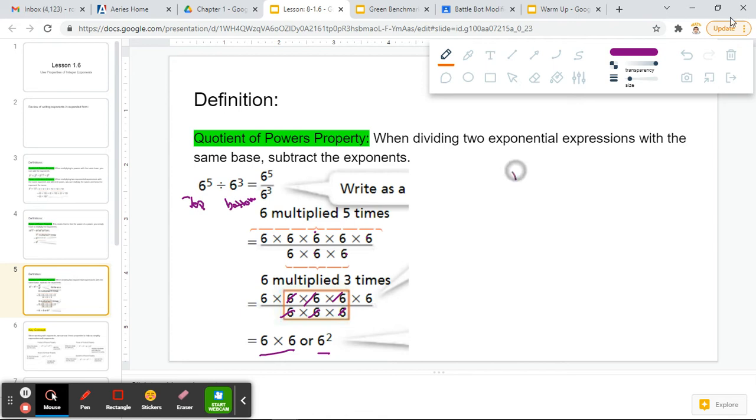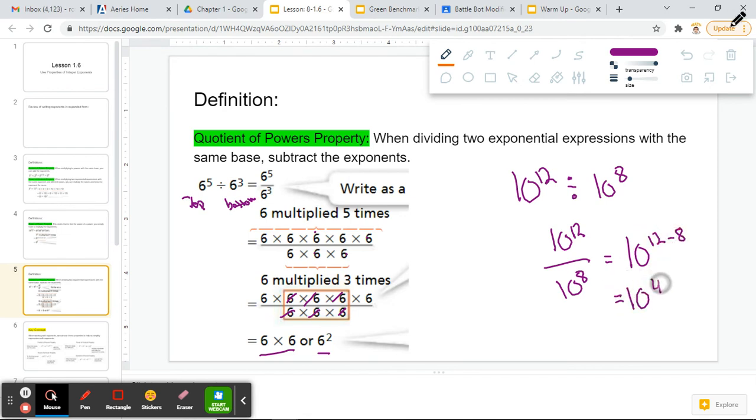Let's try one out for ourselves here. Let's do 10 to the 12th divided by 10 to the 8th. As we did over here, let's make this a fraction. So let's do 10 to the 12th over 10 to the 8th. We simply need to subtract our exponents. So we're going to do 10 to the 12th minus 8, which would be equal to 10 to the 4th. And again, we can rewrite this as we want, but we know it's correct because we have used our quotient of powers property.